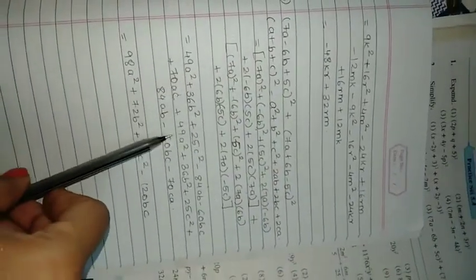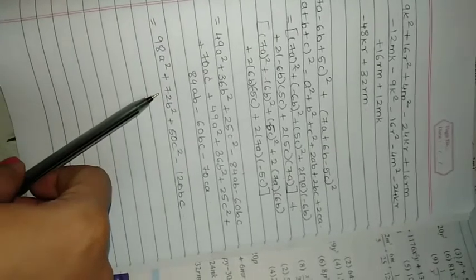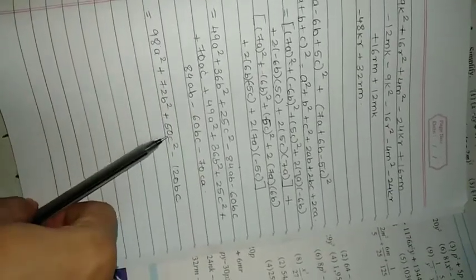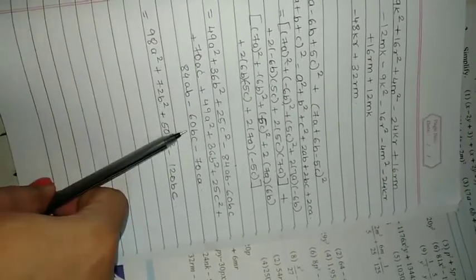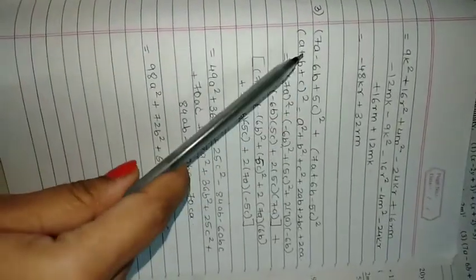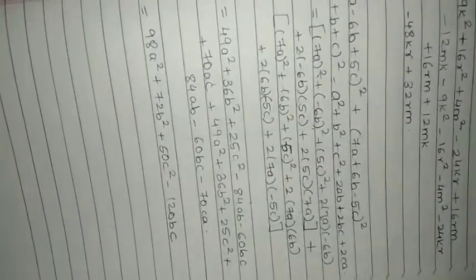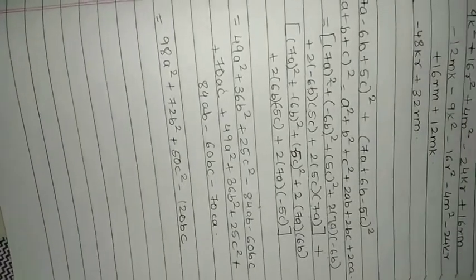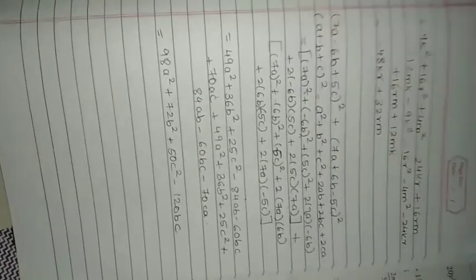Again here it's 49 plus 49, that is 98a square, plus 36 plus 36, so it becomes plus 72b square, plus 25 plus 25, this becomes plus 50c square. Minus 84 plus 84 will get cancelled. Minus 60 minus 60 will become minus 120bc, and plus 70ac minus 70ac will get cancelled out. So the answer for the third sum, (7a minus 6b plus 5c) the whole square plus (7a plus 6b minus 5c) the whole square, is 98a square plus 72b square plus 50c square minus 120bc. That is the solution for question number 3.